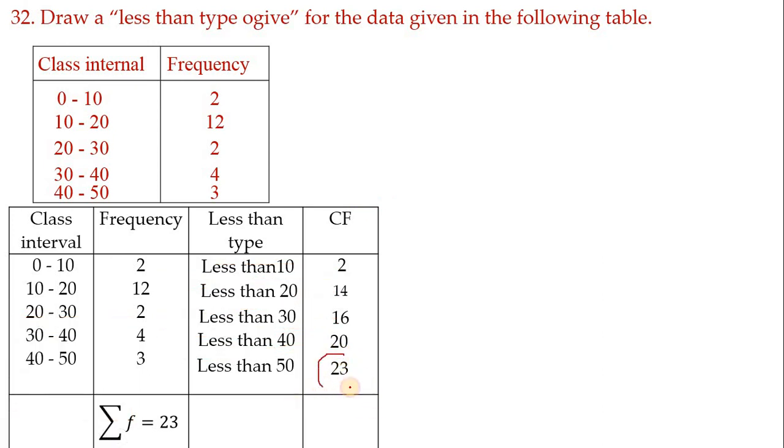See, this number should be equal to this number. When you add all frequencies, that sum should be equal to the number you get for the last cumulative frequency. Then only you are on the right track. This is the way of preparing the table. After preparing the table, drawing the graph is very simple. So draw the graph.